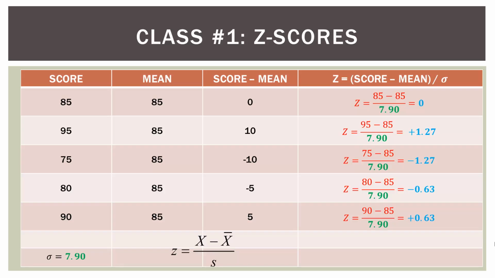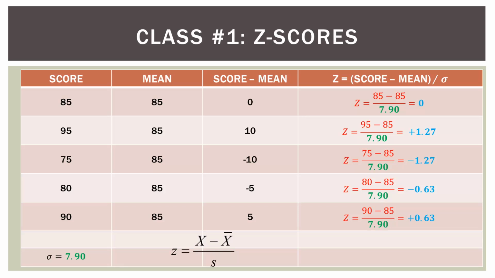Now the next one we have 95 minus 85, which is of course 10, divided by 7.9. And that gives us a z-score of positive 1.27. Now that should make sense, because our standard deviation is 7.9, our difference is 10. So we know it's going to be a little bit over 1, because 10 is a little bit over 7.9. So when we do the division, we have a z-score of 1.27. Of course, the next row we have 75 minus 85. Now that's negative 10 divided by 7.9, and that is a z-score of negative 1.27.